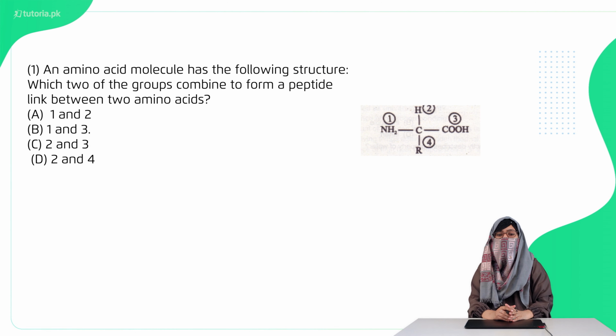So the first MCQ is, an amino acid molecule has the following structure. Which of the group combine to form a peptide link between the two amino acids? Option A 1 and 2, option B 1 and 3, option C 2 and 3 and option D 2 and 4. The right option है option B 1 and 3.